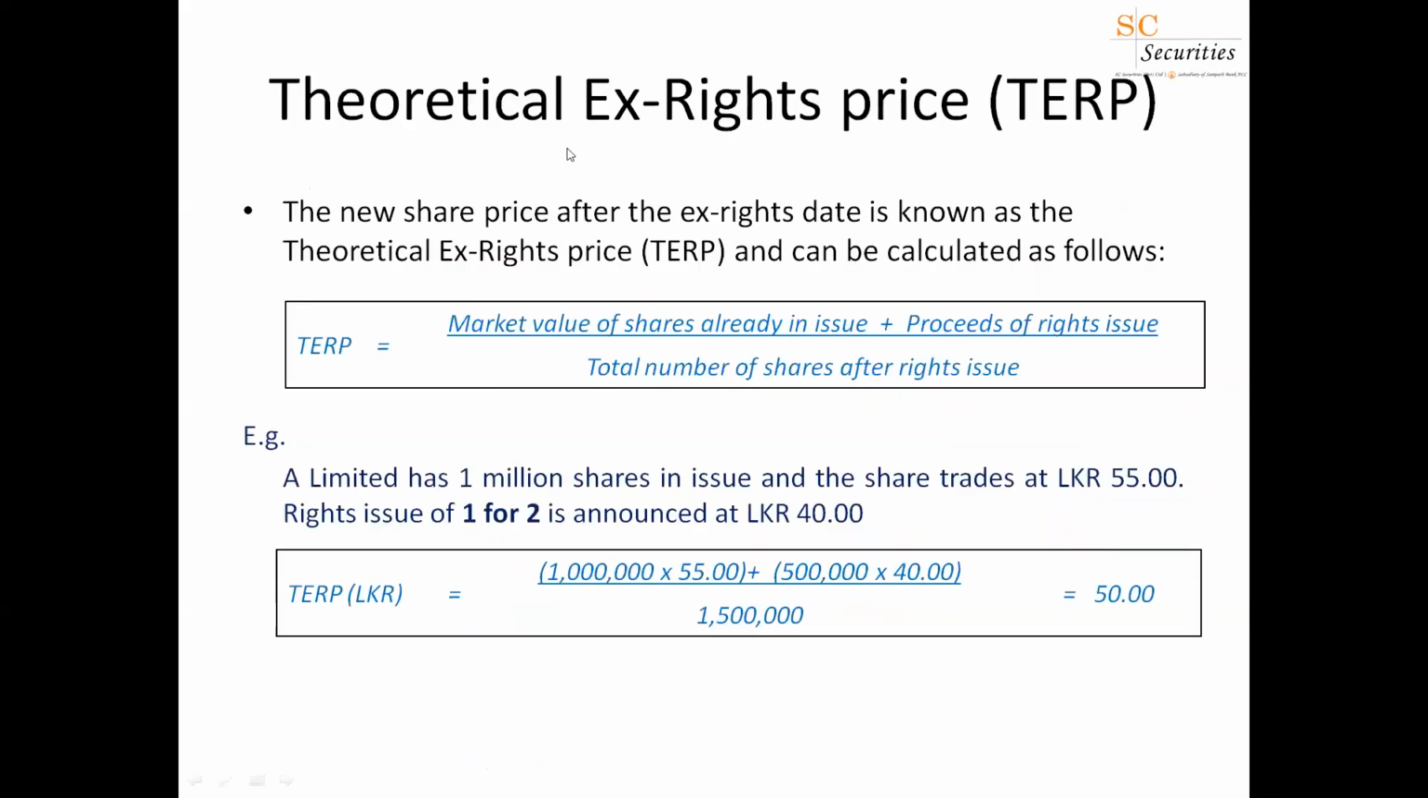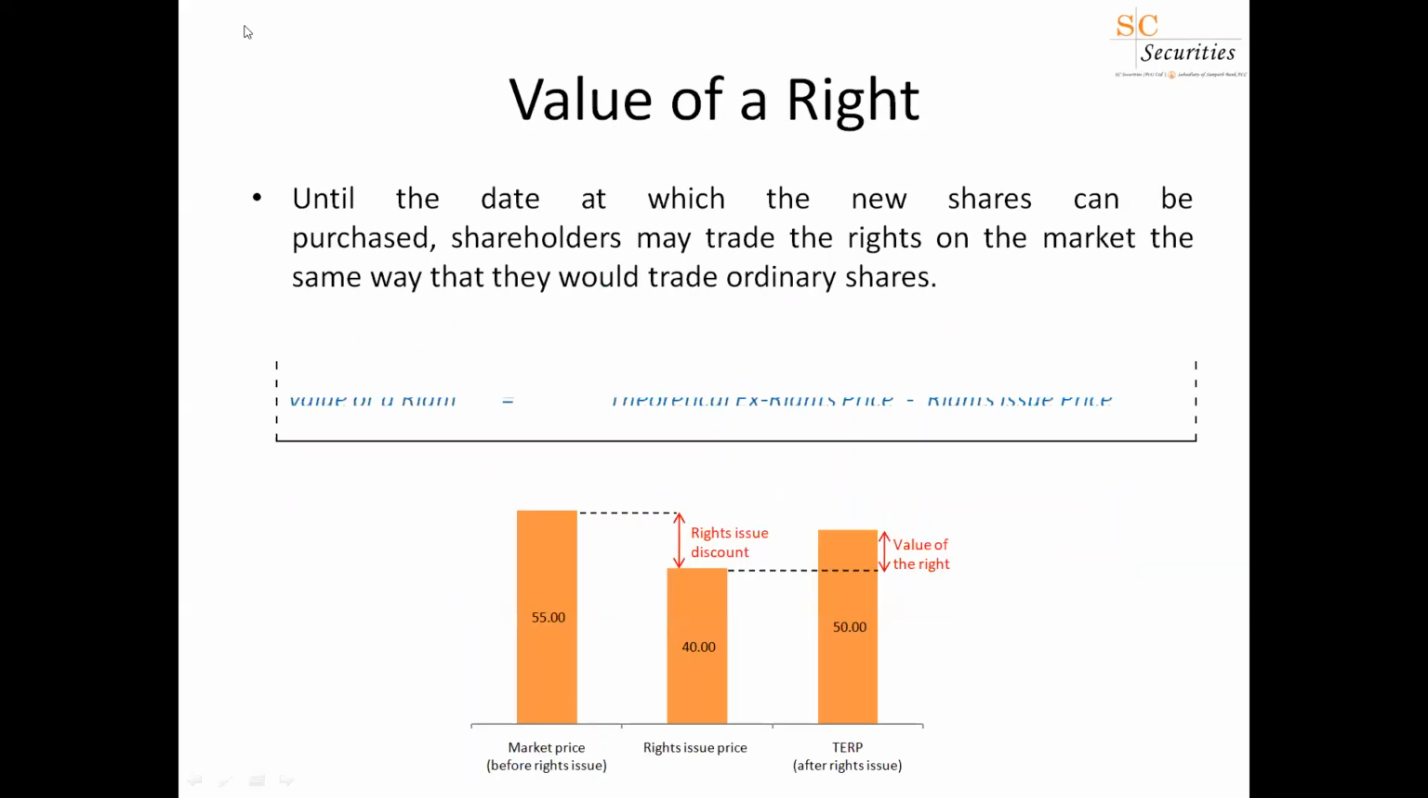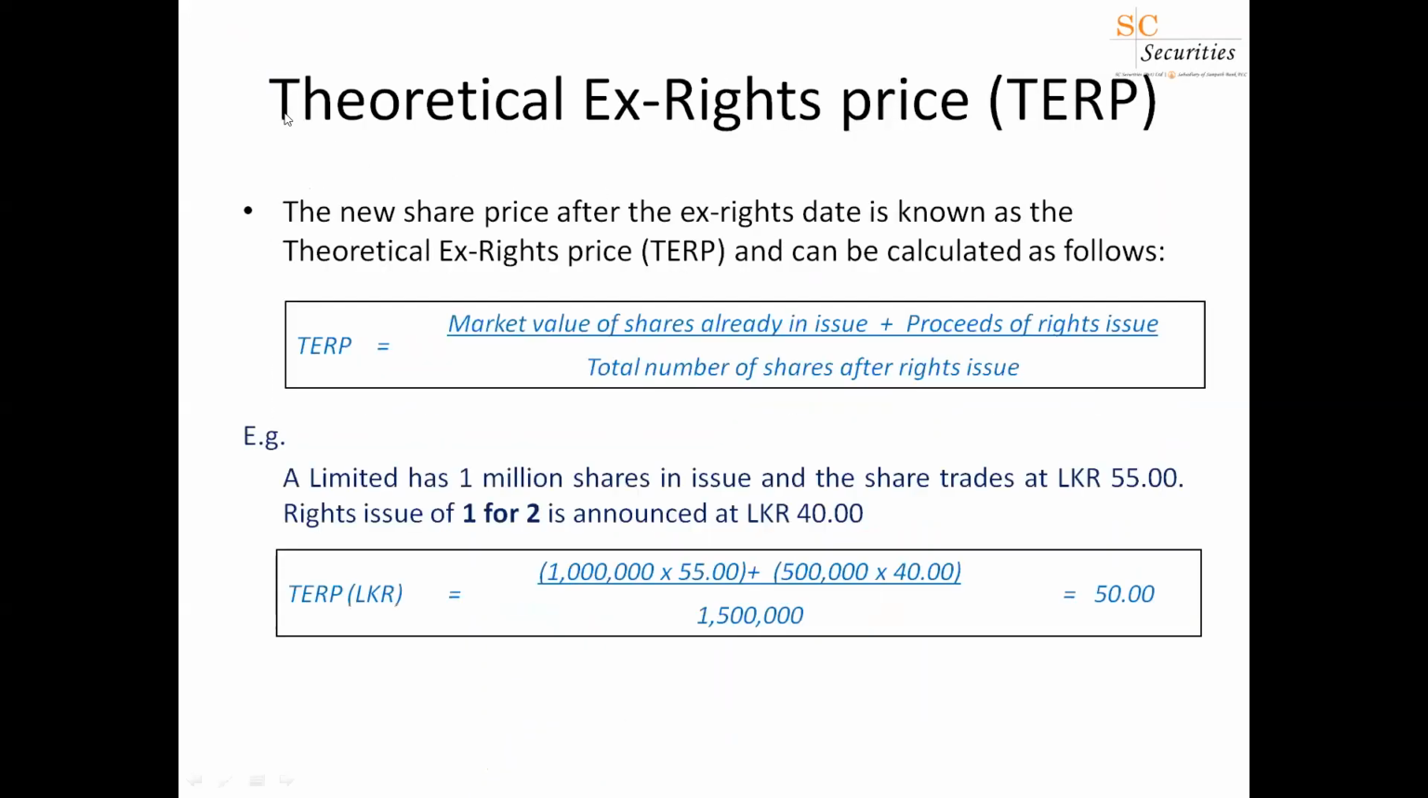The first thing is the theoretical ex-right price. That is, when the company announces a rights issue at a price which is less than the ongoing market price, what would happen is there would be an influx of new shares coming at a lower price. So ideally, after the rights issue, the price should come down. It should average out, right? So that is what you call the theoretical ex-right price.